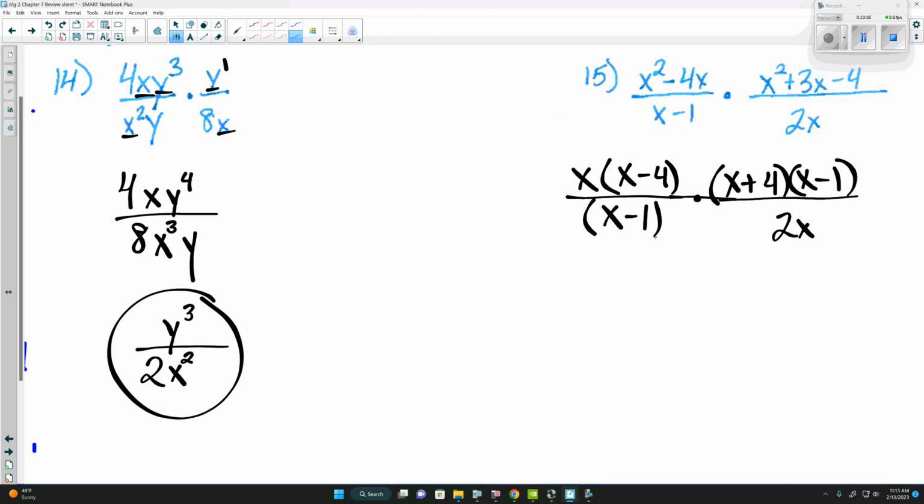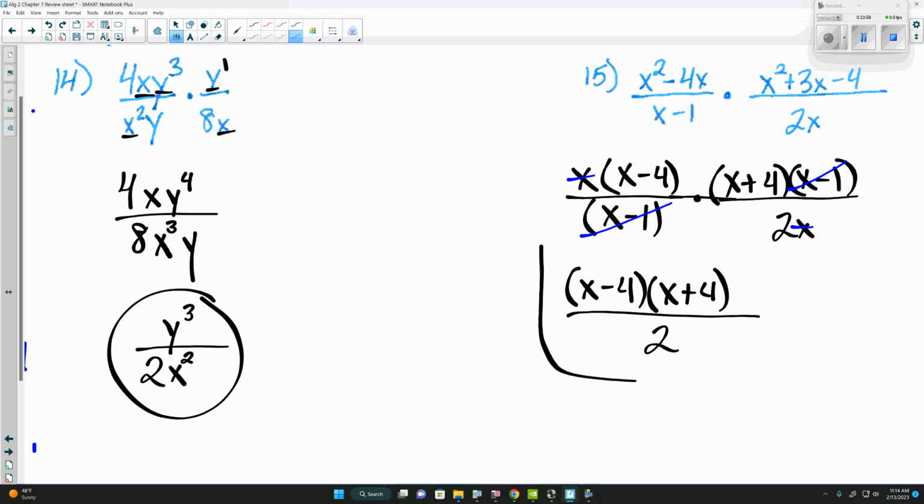And what do we have in common? Well, x minus 1 and x minus 1. We also have the x and x. And since there's only one x by themselves out front on both, they just cancel each other out. Now what that leaves us with is x minus 4 times x plus 4 over 2. We don't have to multiply that back out on top. We can leave it as this here.